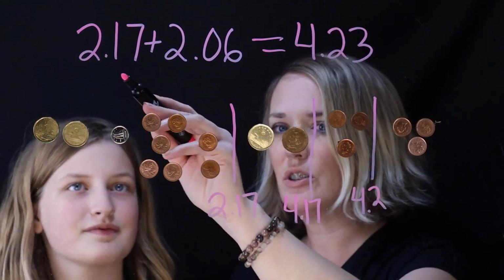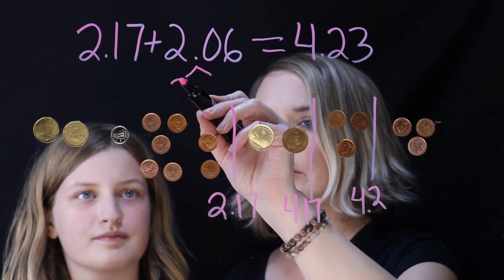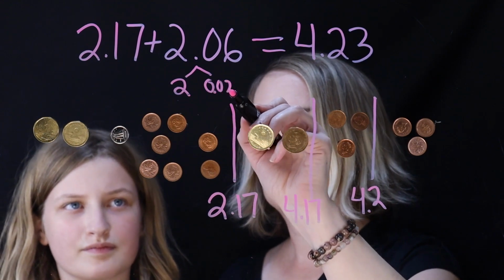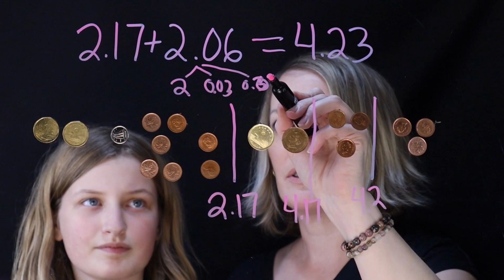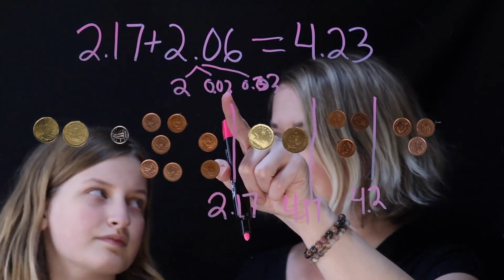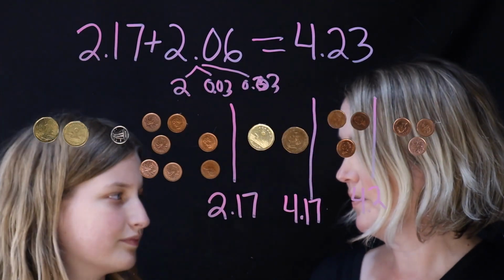$4.23. Now, just to make it even more clear, I'm going to show people how you split this up. You split it up into $2.03, and then another 3 cents. So you just went $2.17 plus $2 is $4.17, plus 3 cents is $4.20, then another 3 cents is $4.23. Awesome.